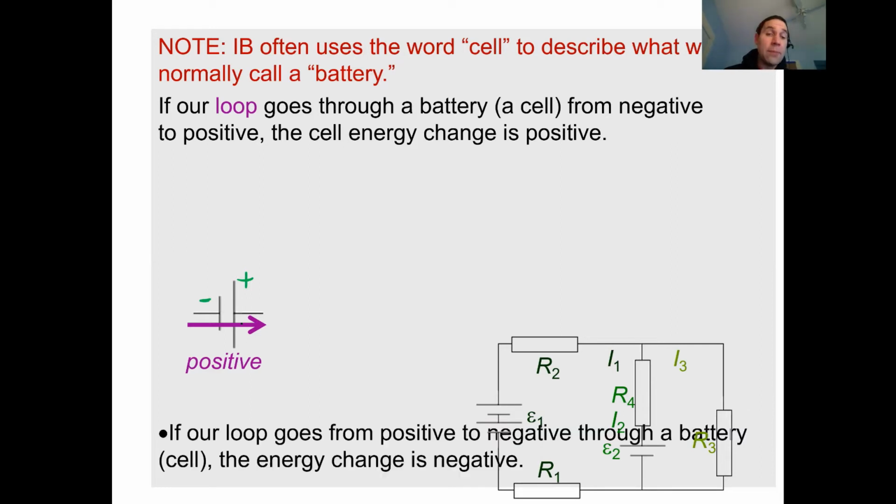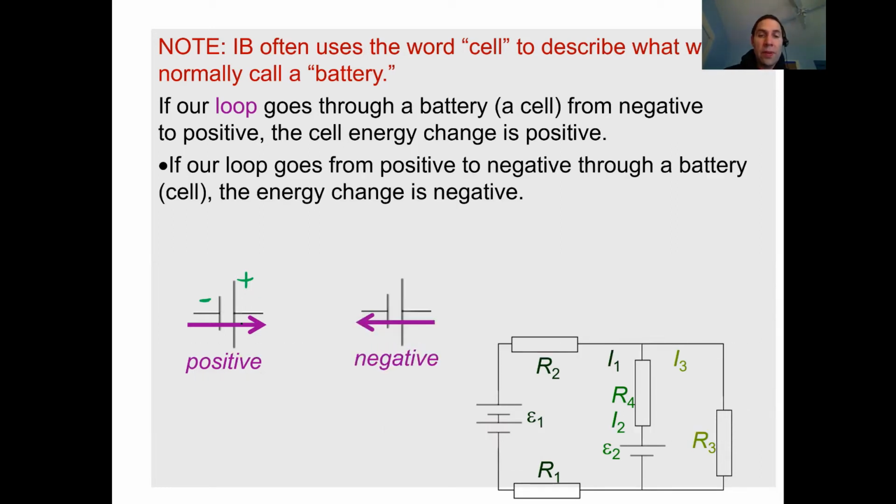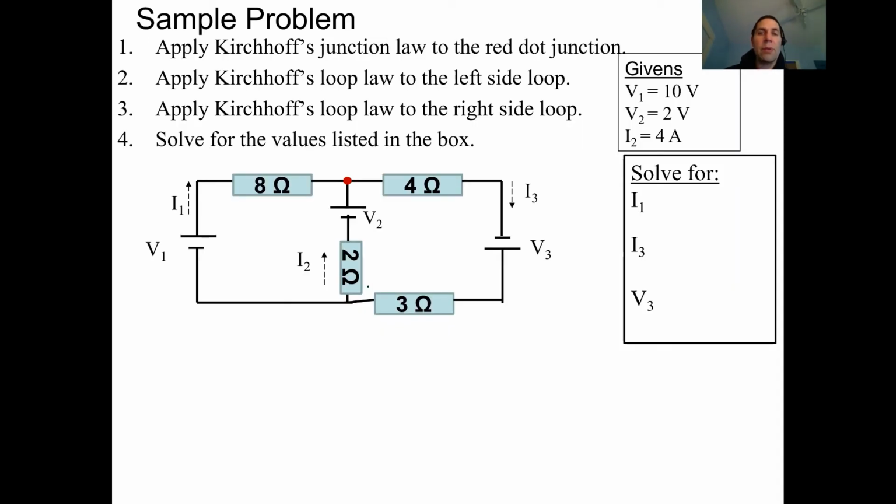If I'm traveling in the opposite direction around a loop and I encounter a battery going from the positive to the negative terminal, that is a voltage drop, and it has to be expressed as such in the equation. All right, let's get into the sample problem.